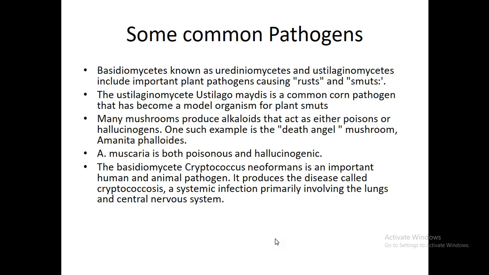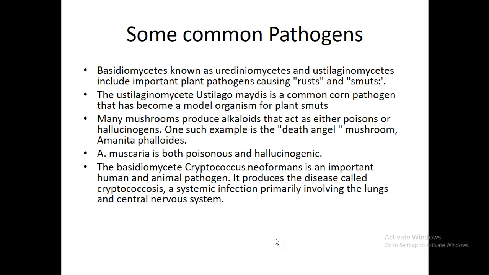A slight difference between rust and smut is that rust disease requires almost two hosts to complete its life cycle, and it is usually localized to a certain area of the plant. For example, if it is infecting the stem, then it is localized over there, whereas the smut appears in the whole plant and it completes its life cycle in a single host, and that is always a flowering plant. So Ustilago, an Ustilaginomycete, is a common corn pathogen, and it has become a model organism for studying plant smuts.